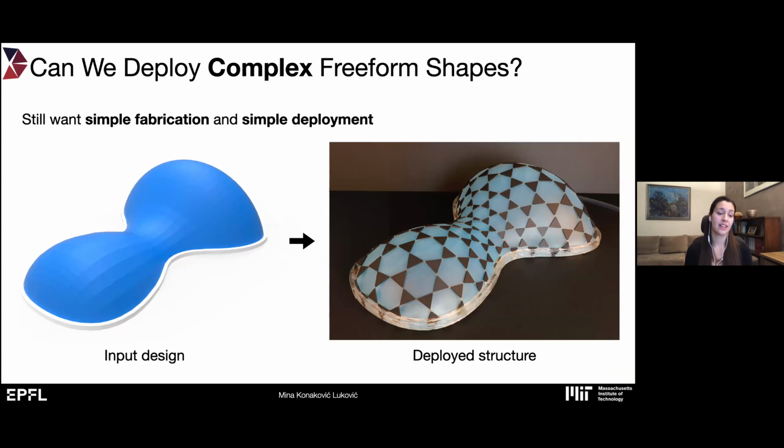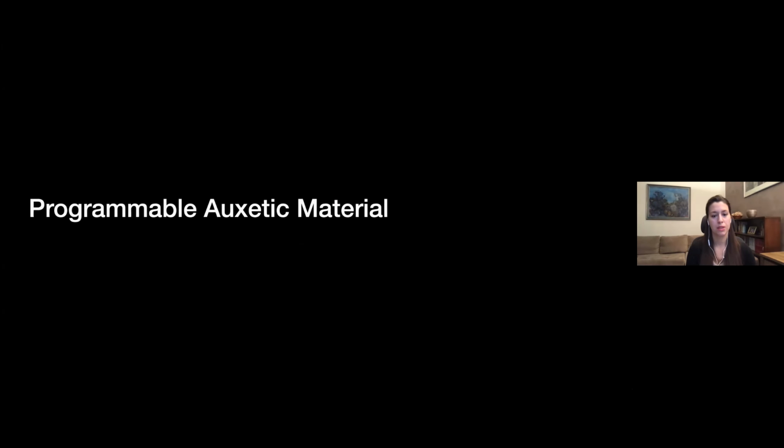And again, our question was, can we make any kind of freeform shape or any kind of complex shape that has doubly curved regions, that has negative saddle points, negative Gaussian curvature regions, and so on, changing curvature across the shape? And I hope I'll make sure you understand that we can do this. And now I'll dive into how we actually do it. We call this programmable auxetic materials.